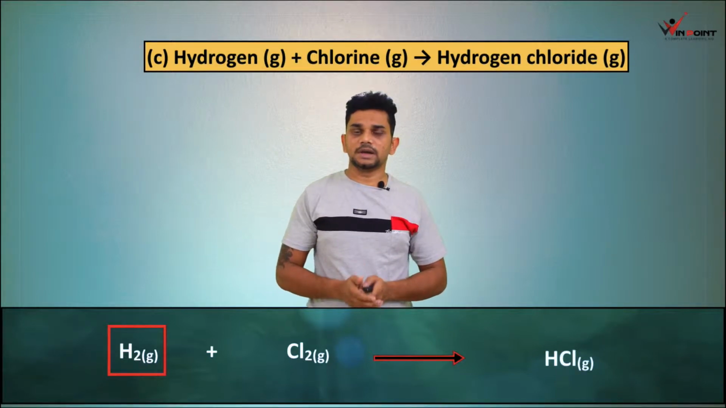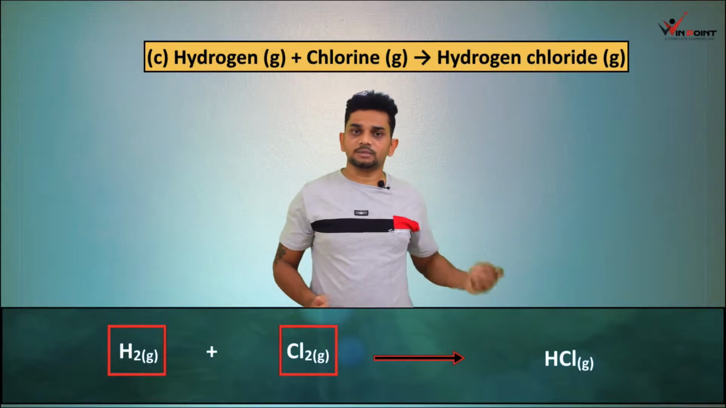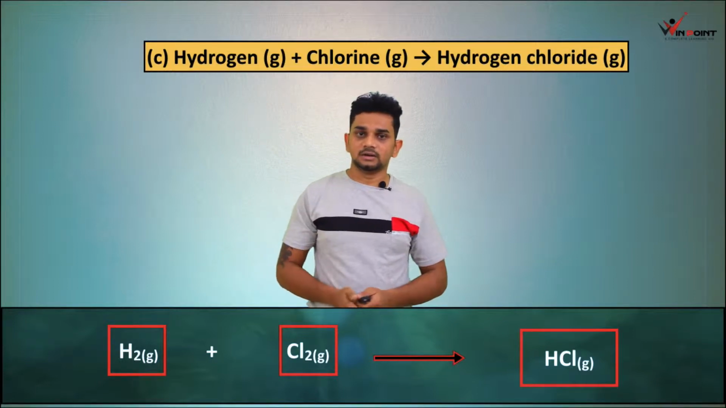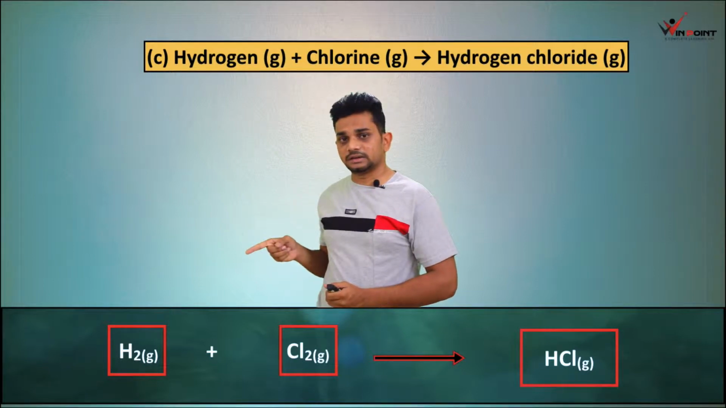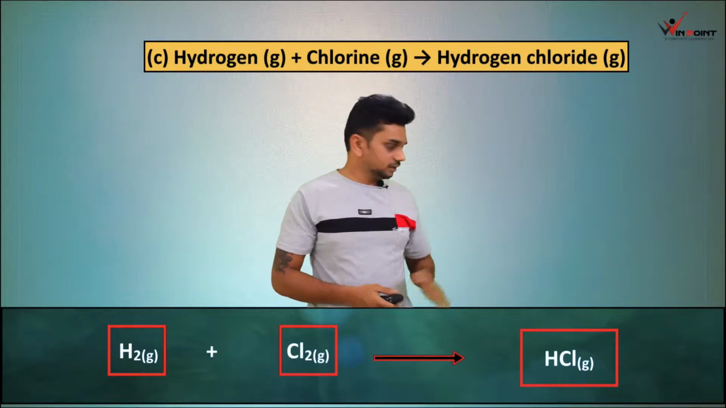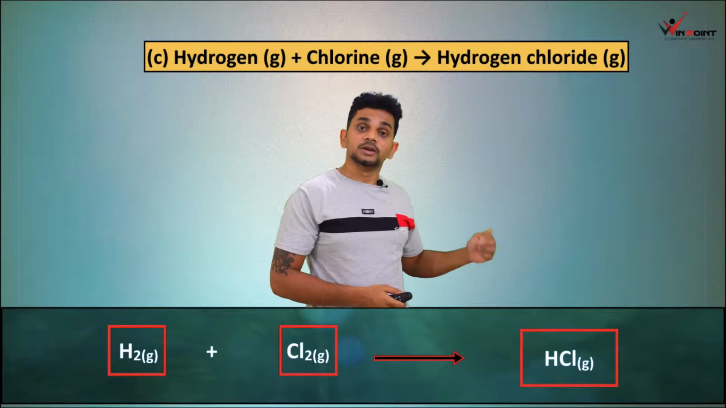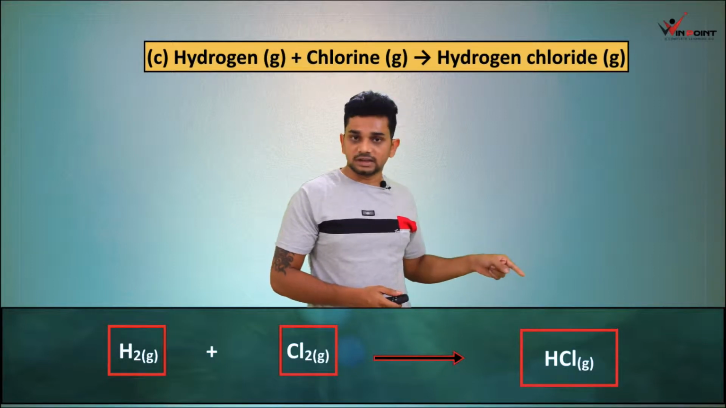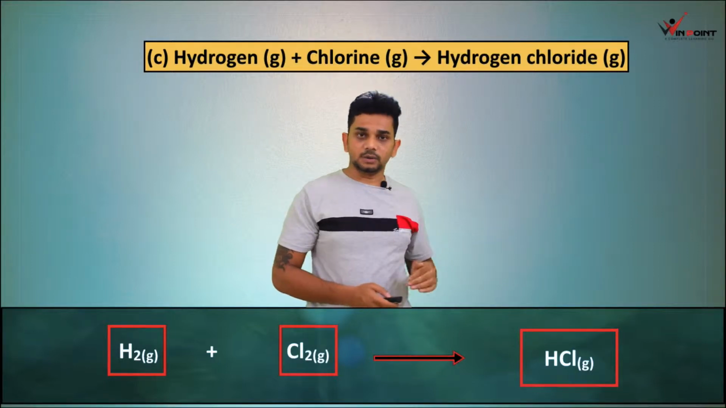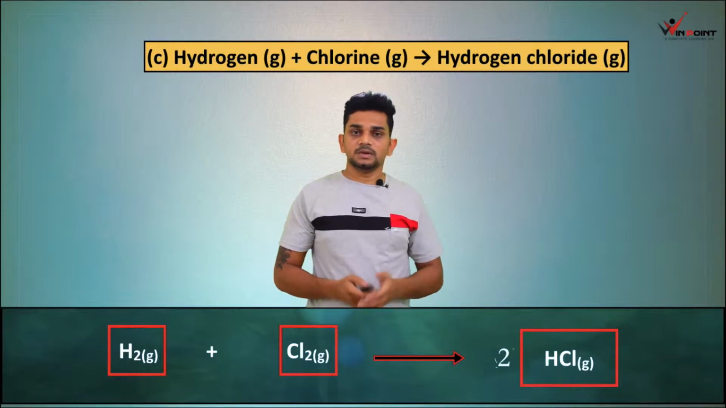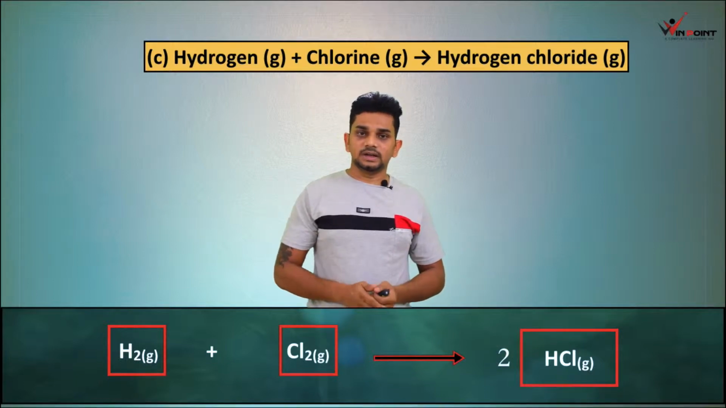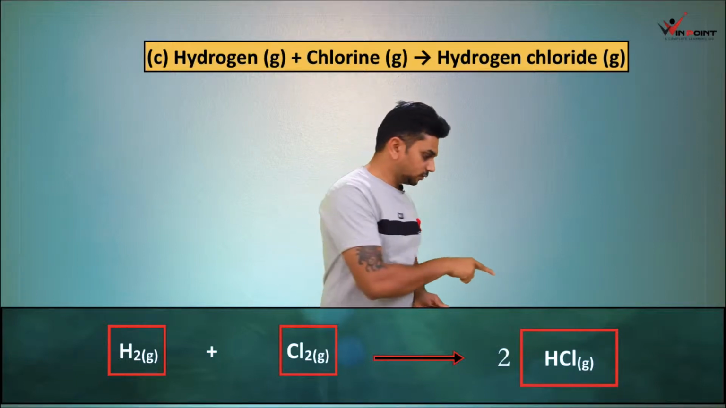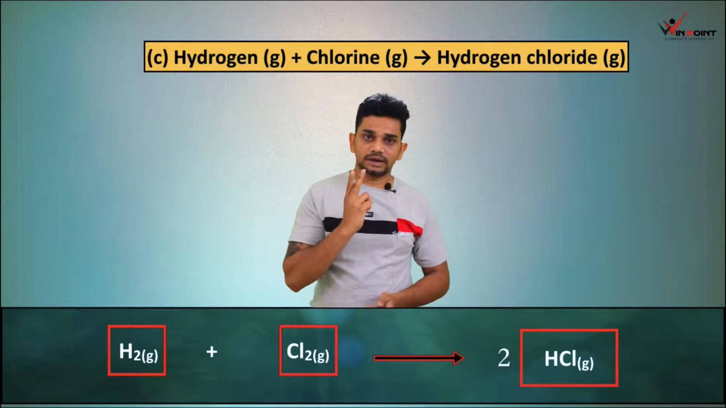Before balancing, we are making boxes in the reactant side and product side. How we can balance it? We are going to count number of hydrogen. Here, how many hydrogens are there? There are 2 hydrogen. Then in the product side, there should be 2 hydrogen. Here it is HCl, there is only 1 hydrogen. We are going to add a 2 here. Now, it is 2 HCl. 2 HCl means there are 2 hydrogen.